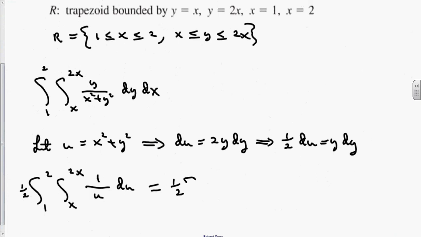So this is 1/2 times the integral from 1 to 2. Well, the integral of du over u is just the natural log of u. So this is the natural log of the absolute value of u. That's the u evaluated from x to 2x, but don't forget that u is x squared plus y squared. I think we have a dx sitting on the outside.